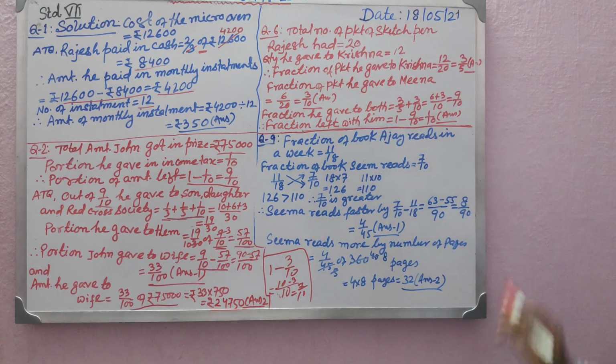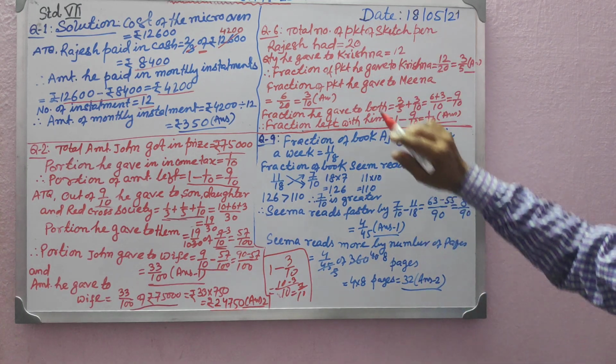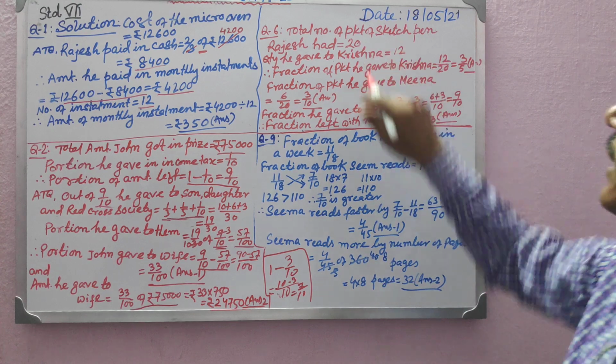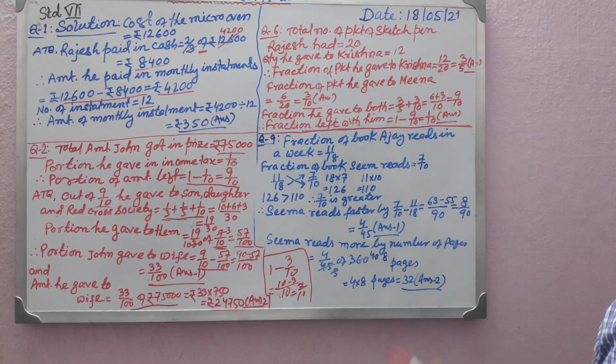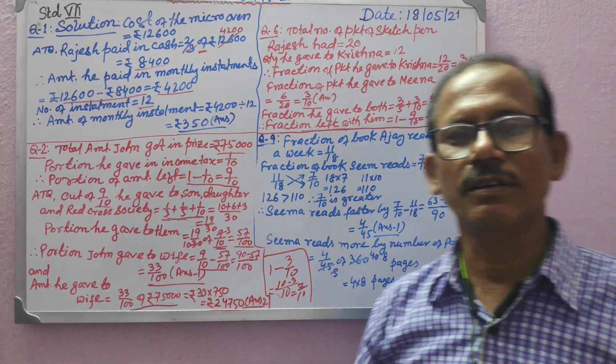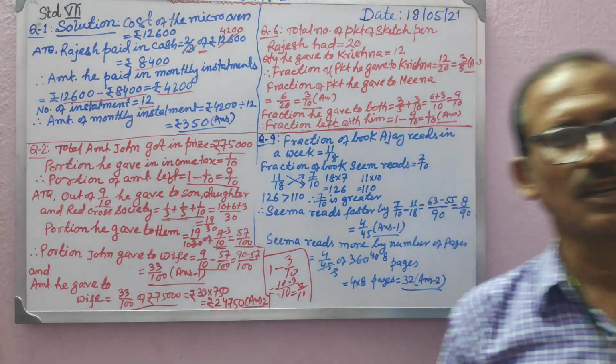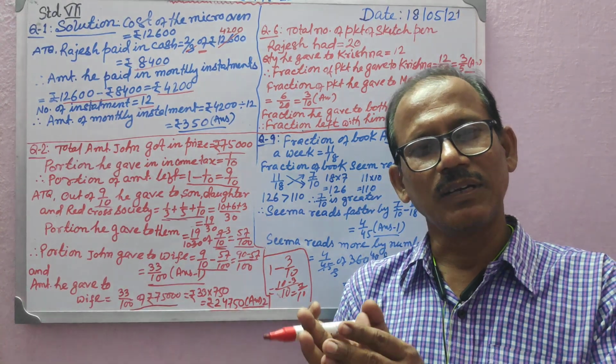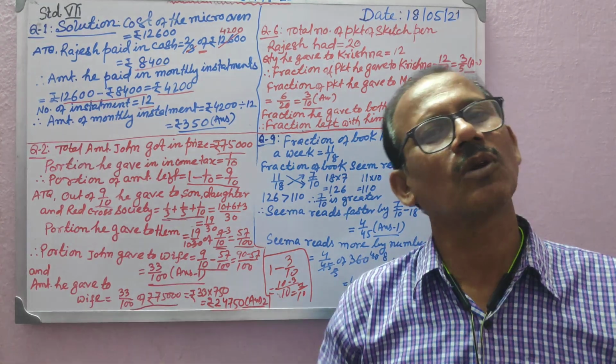Okay, now question number 6 I have taken. Total number of packets of sketch pens Rajesh has. This is a very simple sum. Total number of packets Rajesh has got is equal to 20, and he gave 12 to Krishna. Out of 20 he gave 12 to Krishna. So what will be the fraction he has given to Krishna? Definitely 12, the quantity he has given to Krishna, divided by the total quantity.